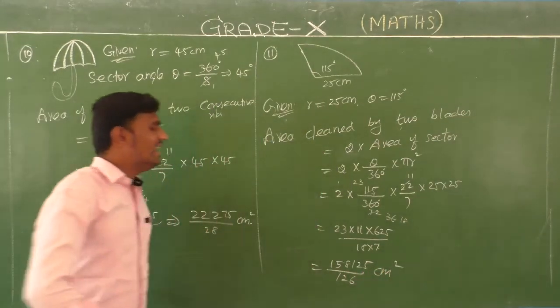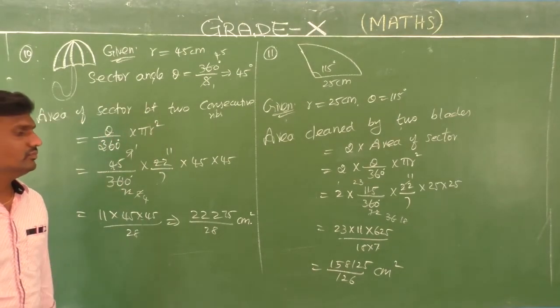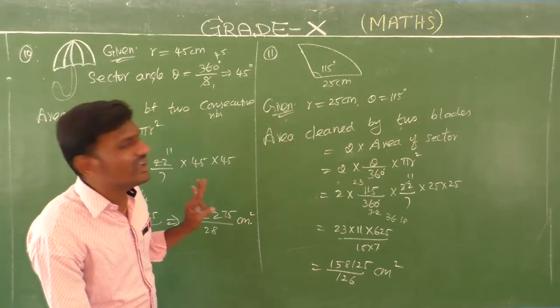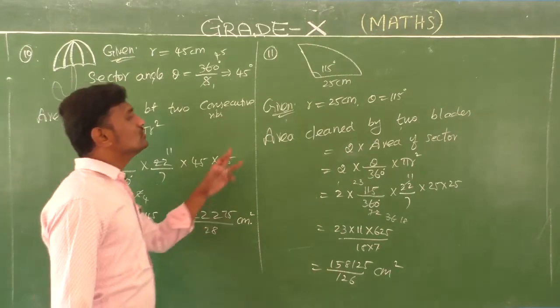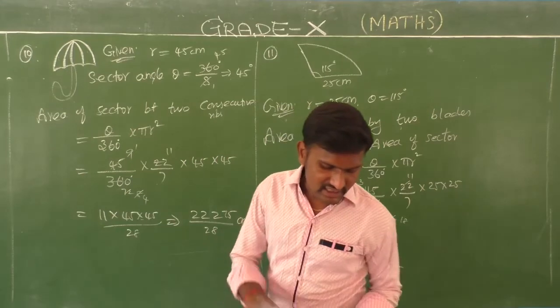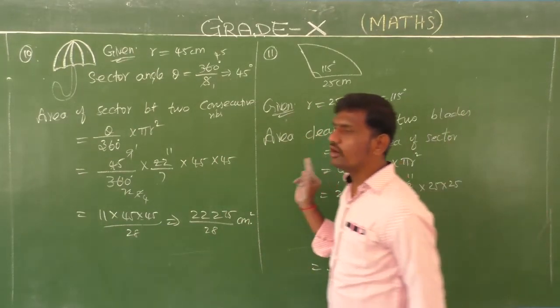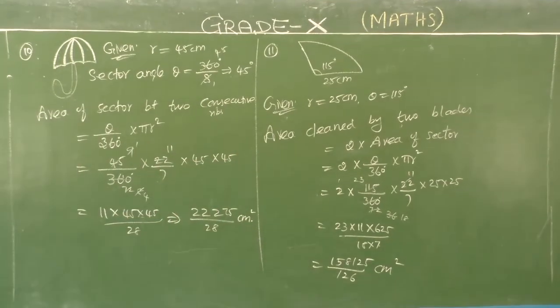So 158,125 by 126. Okay? If you want to simplify with the table of 6, no, it will not divide. So take that as the final answer. Have you got it, children? So this is the area cleaned by the sweeping of the two blades. Okay? Have you got it? These two sums.